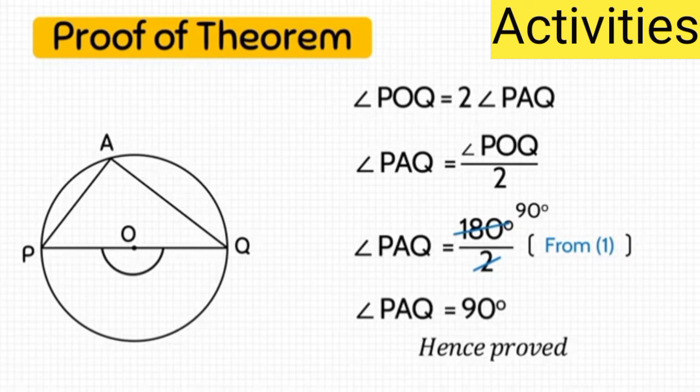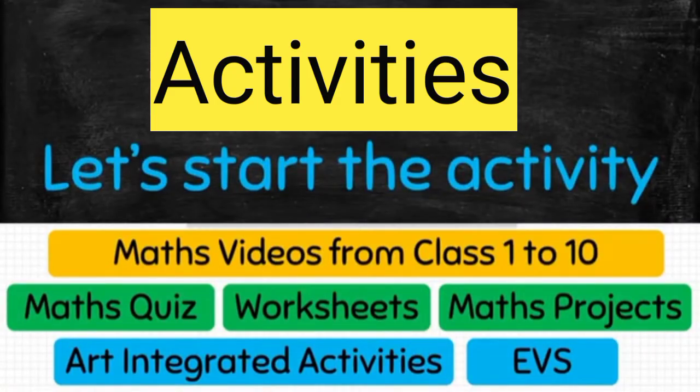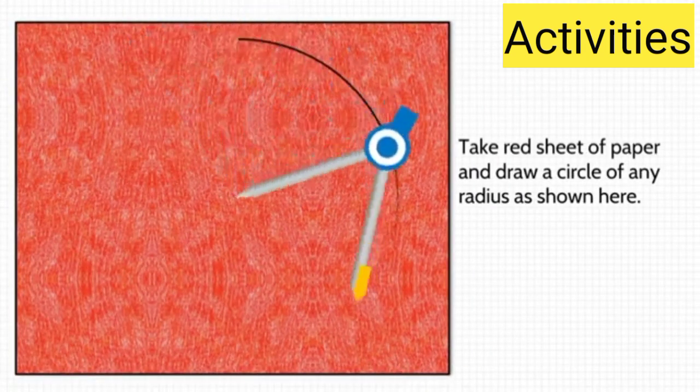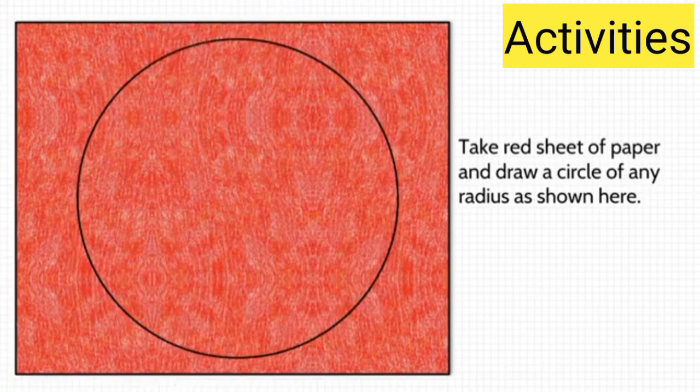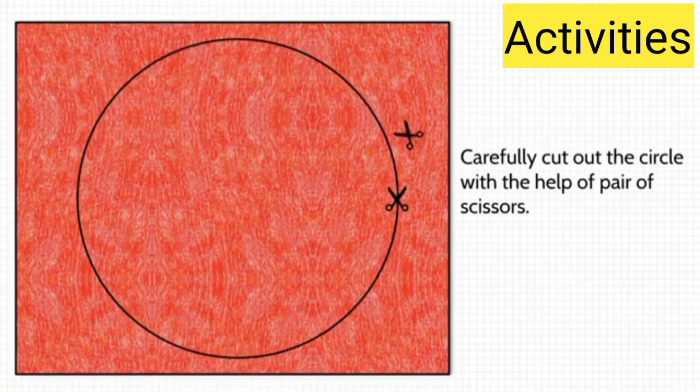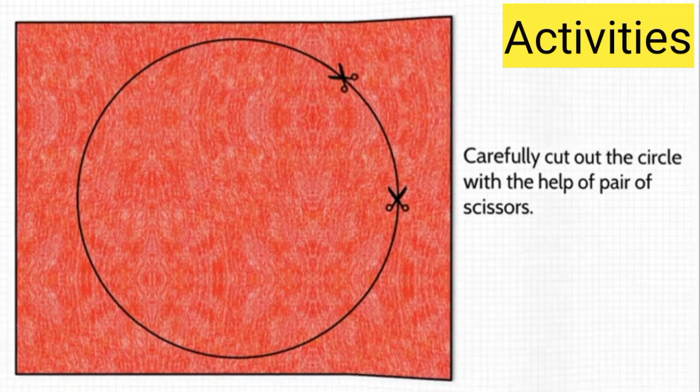Now, let's prove it with the help of an activity. Now, let's start with our activity. In the first step, take a red sheet of paper and draw a circle of any radius on it. Then carefully cut out this circle using a pair of scissors.